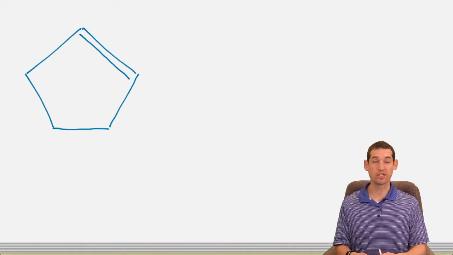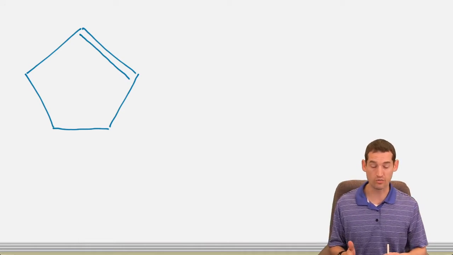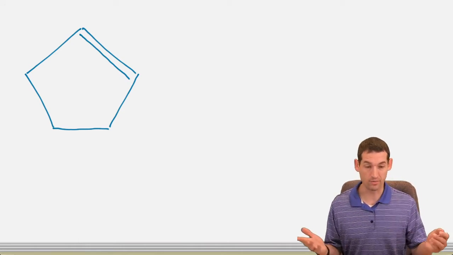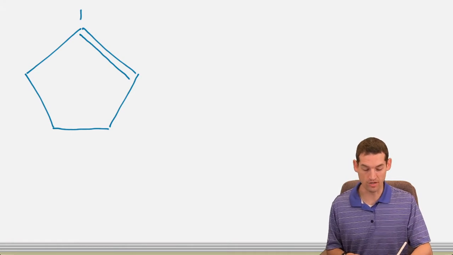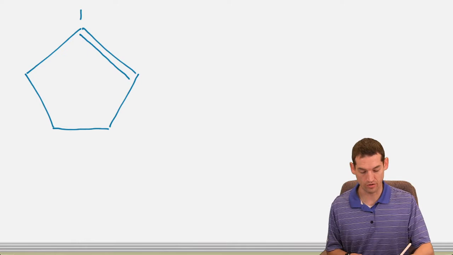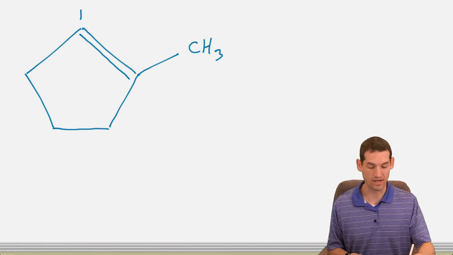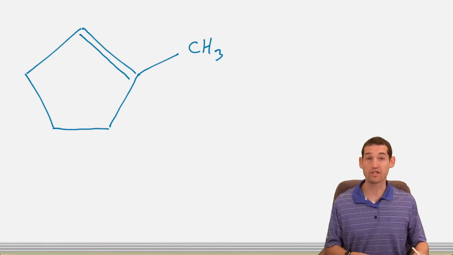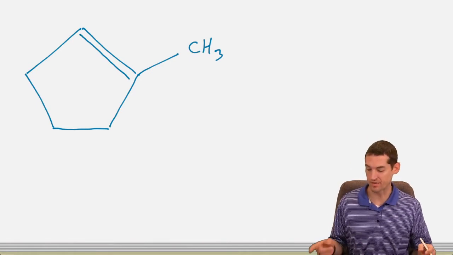And it tells me that the branch is a 2-methyl. So I can number from wherever I want. So let's say this is 1, then this would be 2. So off that carbon 2, I would put my methyl branch sticking off like that. Now there's actually a problem with this name that they've given us here.